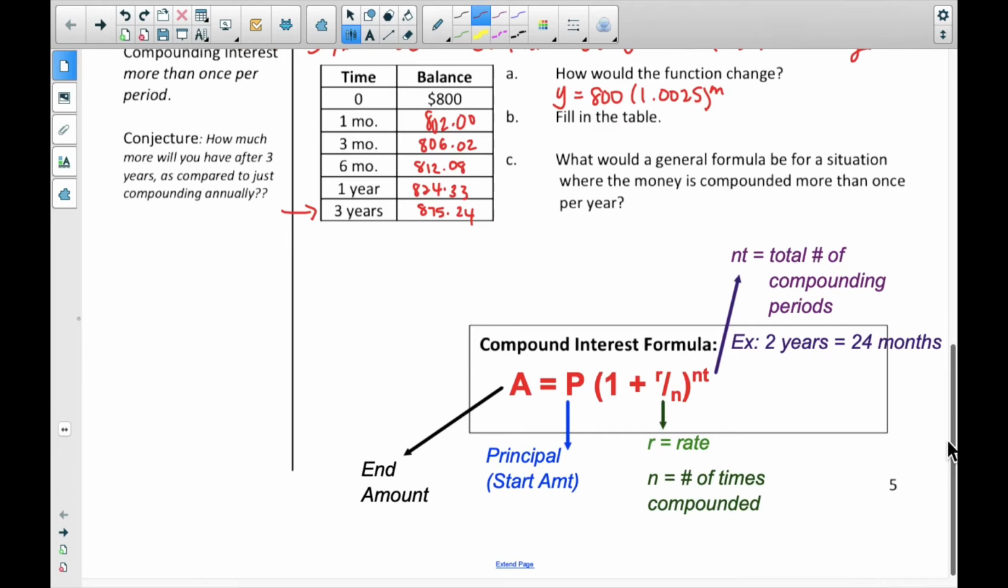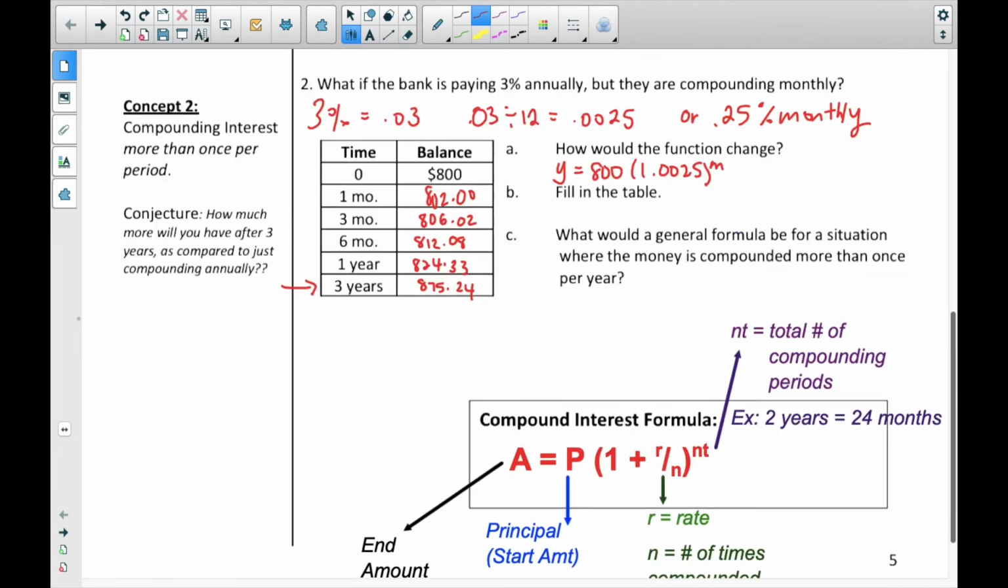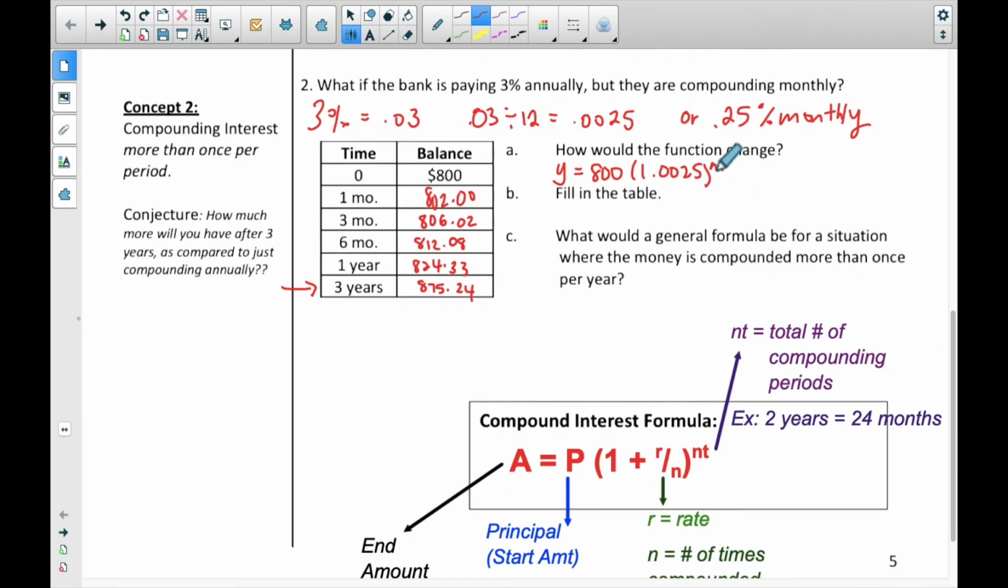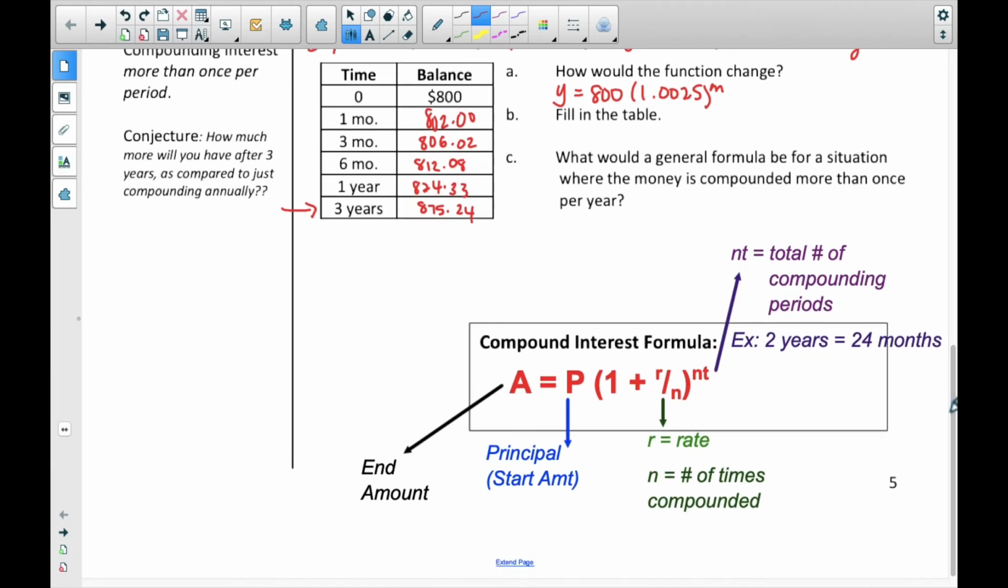Okay, what about if we do more than this? So this was every month. And when we did it by the month, we put an M here to remind us that that was a month. And we changed our rate. That is, we divided the rate by the months. So now we have a new formula. It's the same formula, it's just a little bit more specific. So take a minute to copy this down, but I'm going to kind of talk through it.